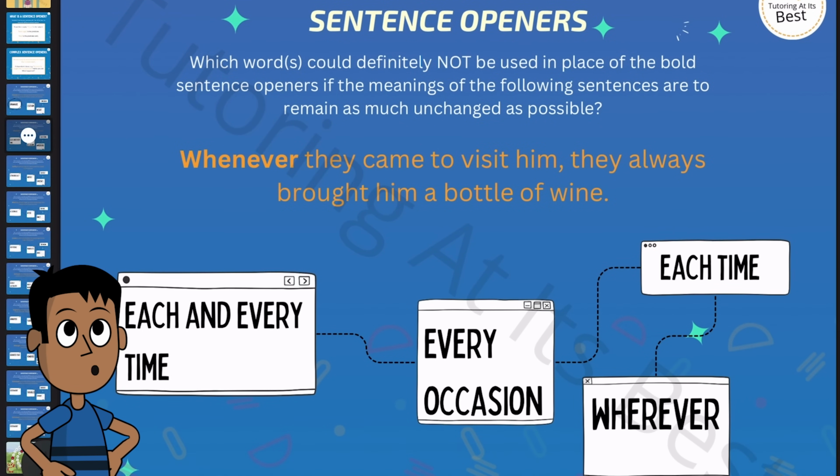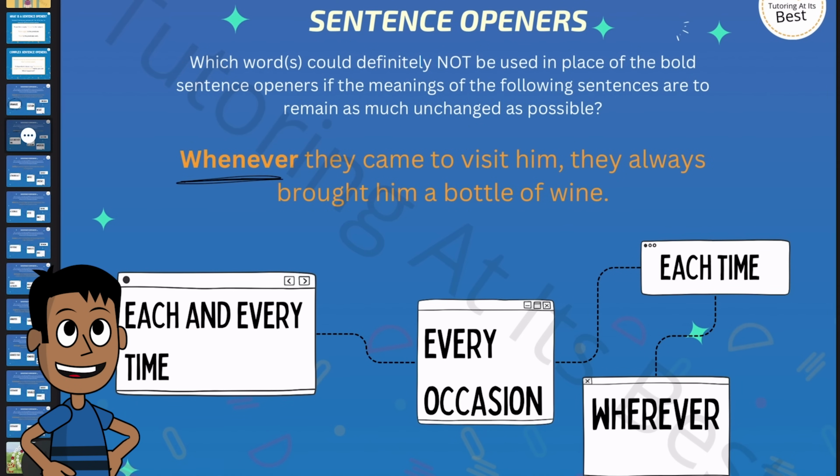So once again, remember, we are replacing the word in bold, which in this case is "whenever," with one of the four that we have, but the sentence has to remain as much unchanged as possible. So let's go for an example. Let's take the first one.